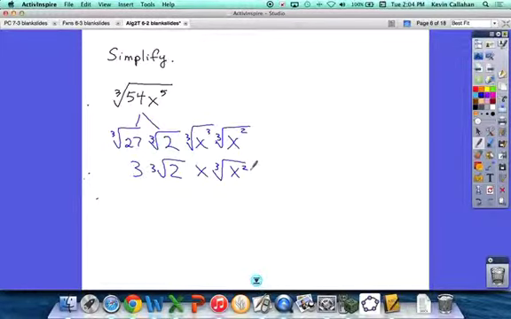Okay, and then for a last step, put all the things together that are outside, right? That'll be 3x. Put all the things together that are inside the radicals, the third root of 2x squared.